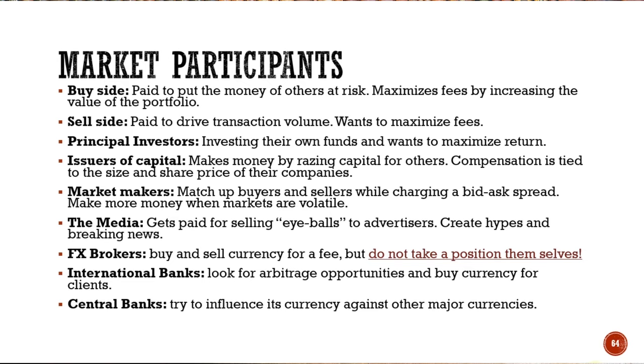Foreign exchange brokers will buy and sell currency for a fee, but they seldom take any positions themselves. International banks look for arbitrage opportunities and buy and sell currency for their clients. Central banks, well, they try to influence currencies against other major currencies. They can do that through communication, open market activities such as buying and selling bonds or selling and buying currencies, increasing and decreasing interest rates, or changing the reserve requirements.